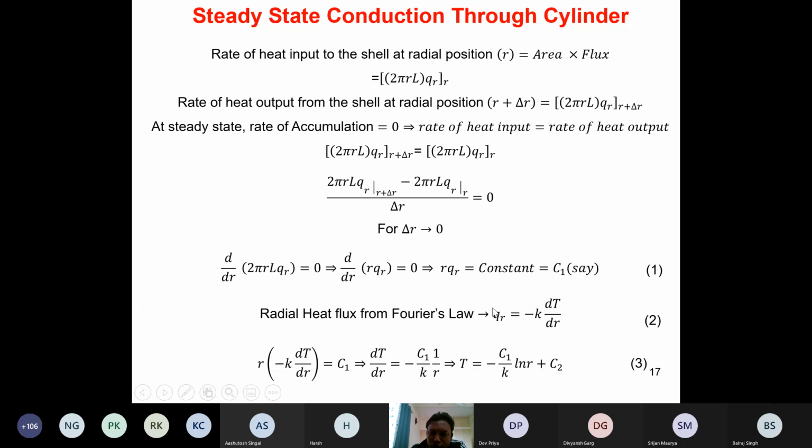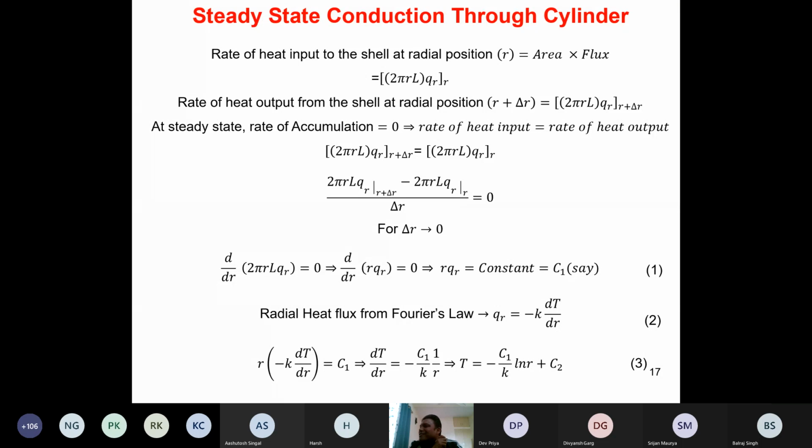If we put Fourier's law of heat conduction in this equation, we get equation number 2, which is nothing but r times minus k dT by dr equals C1. If we rearrange this equation, we get dT by dr equals minus C1 by k into 1 by r. Again, if we integrate this entire equation with respect to r, we get T equals minus C1 by k ln r plus C2. So this is the expression we have obtained, equation number 3.